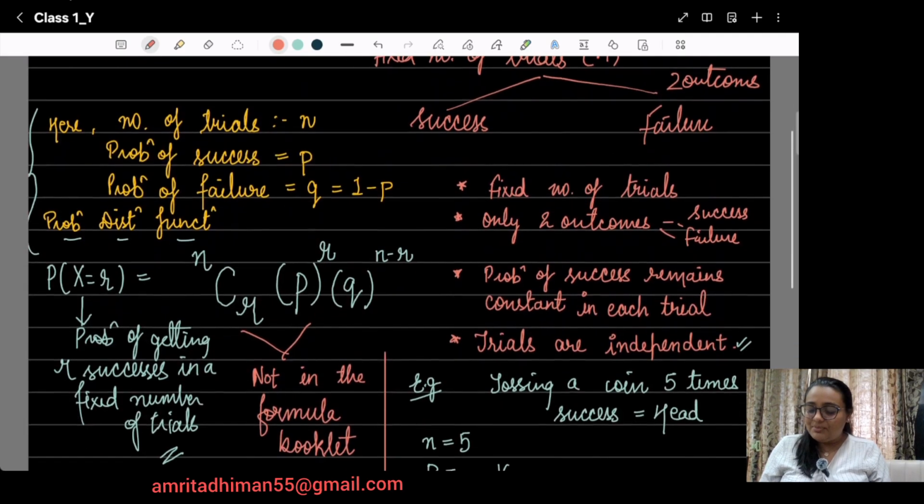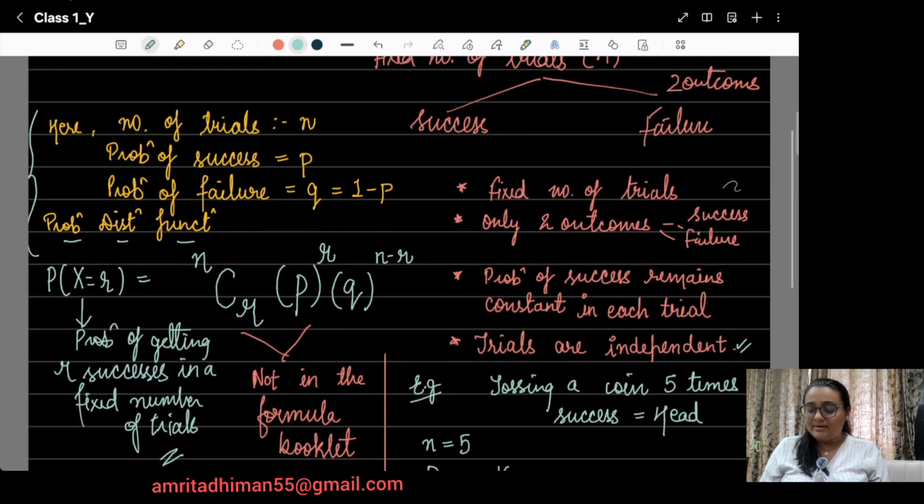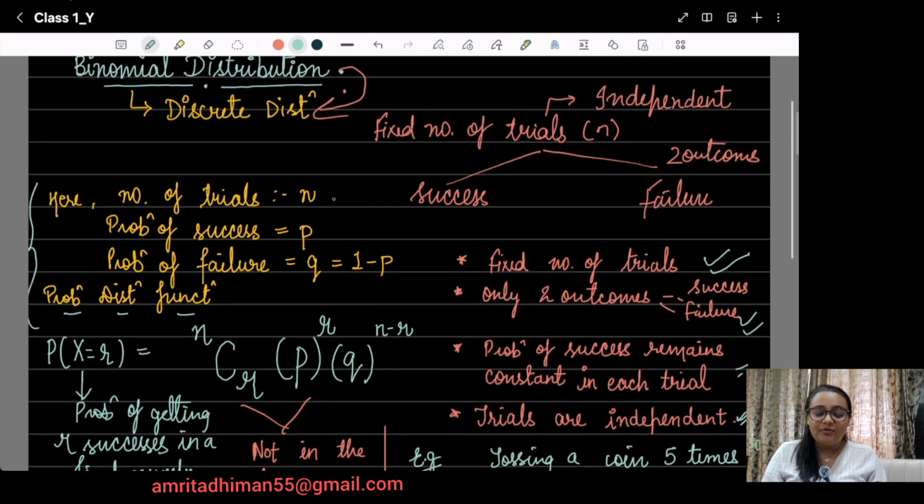So the first point is very important: a fixed number of trials. Second, only two outcomes are possible, success and failure. And third, the probability of success remains constant in each trial. That means if the probability of success is 1 by 2 in the first trial, then it should be constant in all 5 trials. Therefore the trials should be independent. One more thing I need to add: the number of trials is represented by n, the probability of success is represented by p, and the probability of failure is represented by q.